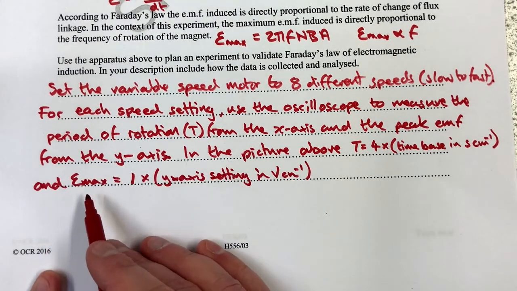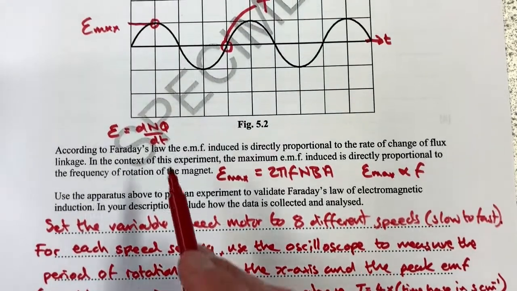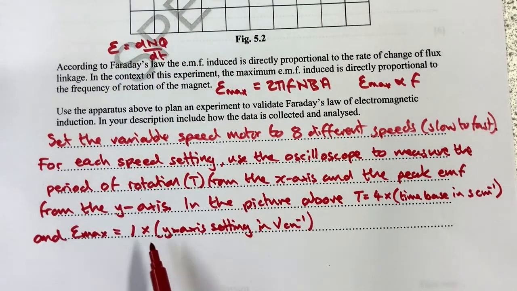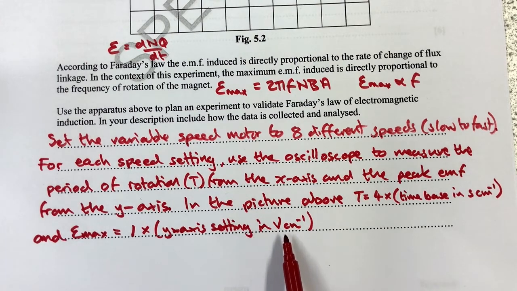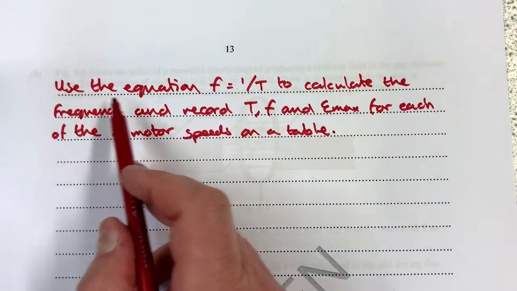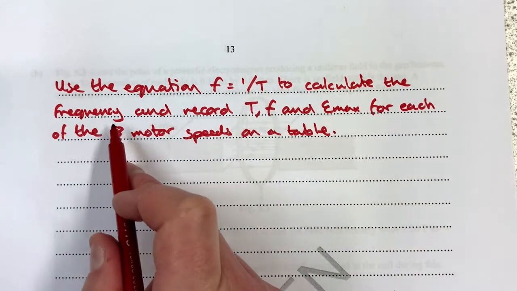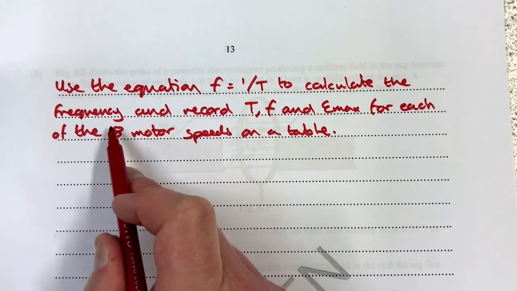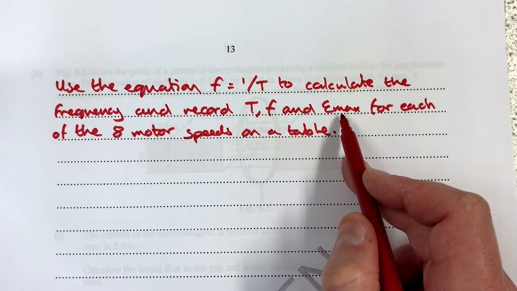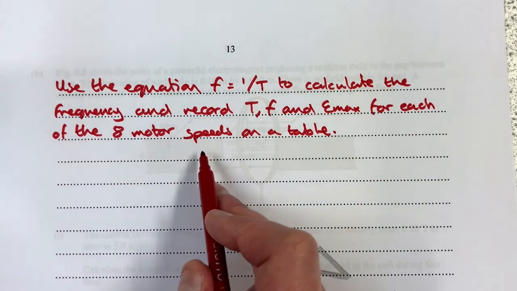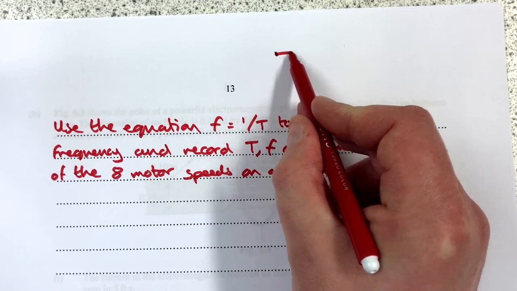And epsilon max, the maximum induced EMF, is equal to 1 centimeter, up there, times whatever the y-axis setting is set to on the oscilloscope in volts per centimeter. Full stop. Use the equation frequency equals 1 over the time period to calculate the frequency of rotation of the motor, and record time period, frequency, and maximum induced EMF for each of the 8 motor speeds in a table. Maybe we can just sketch a table to illustrate what you mean.